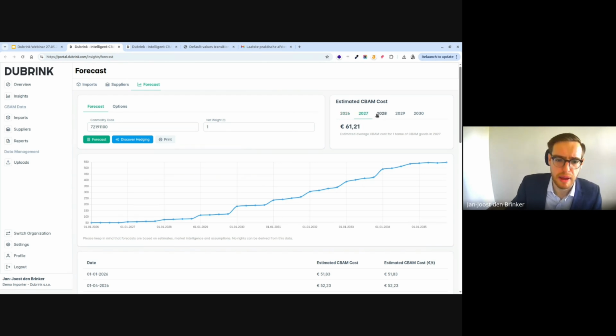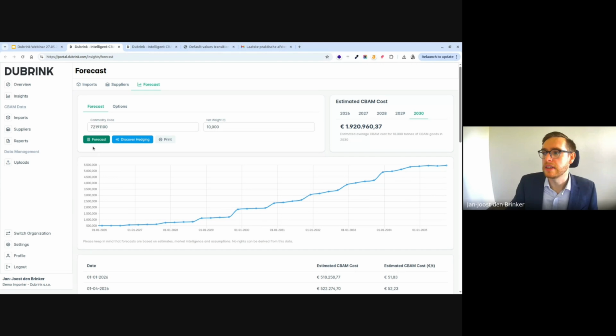But you can actually step through that, and as you can see, it will go up quite rapidly. And if we say 10,000 tons here, just for the guys that import lots of volume, we're talking about 2 million euro in 2030. Okay, only €500,000 in 2026. But just keep in mind, this is massive. This is really a lot of money, and a lot of people forget about that.